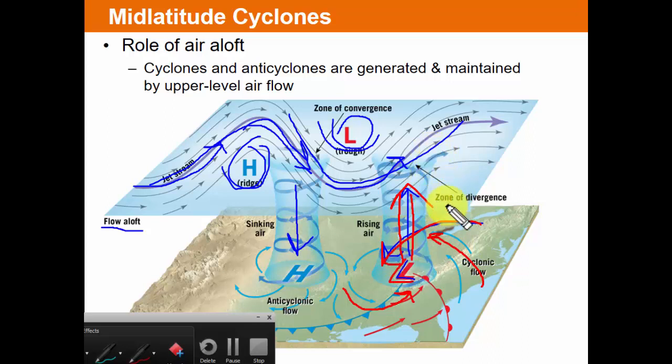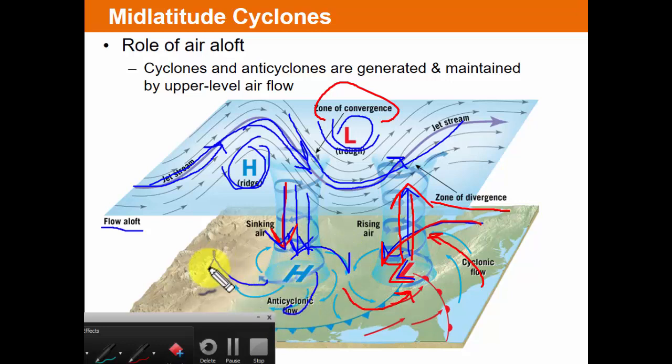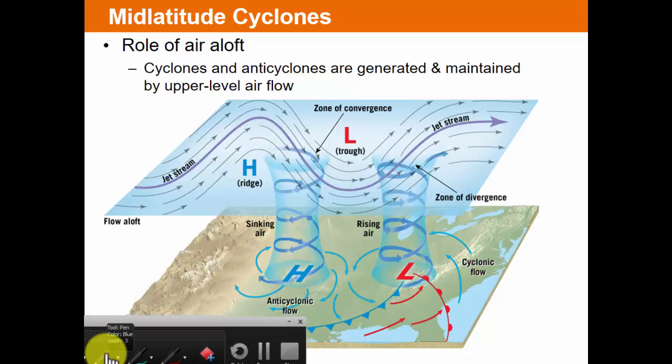But this zone of divergence aloft, this wind flow aloft, also aids in that uplift in the same way as the zone of convergence here in the upper levels aids in that sinking air. Why does that air sink? The air sinks because at high pressure you have sinking air that moves outward and clockwise. Let's start with a clean palette.